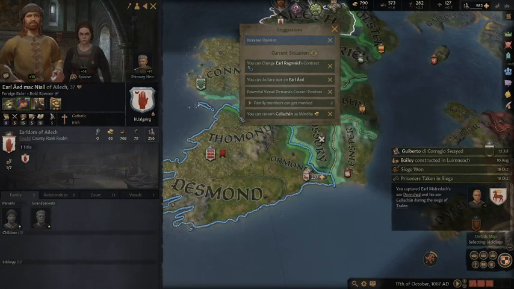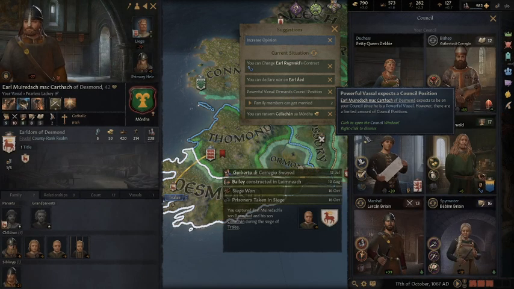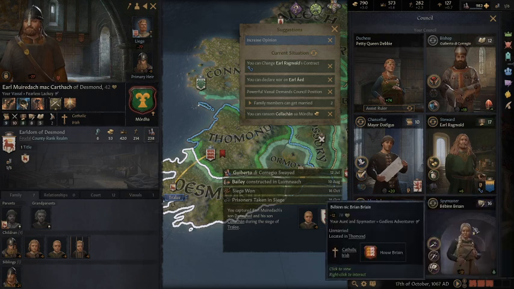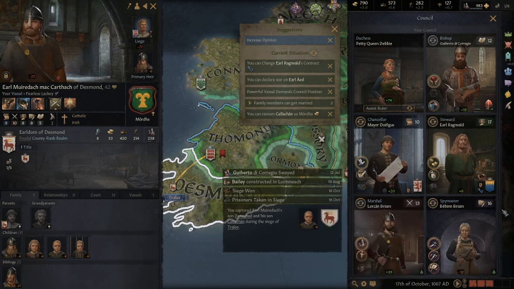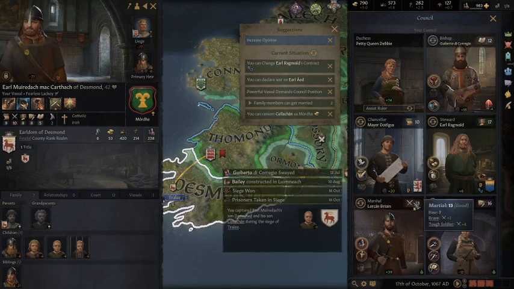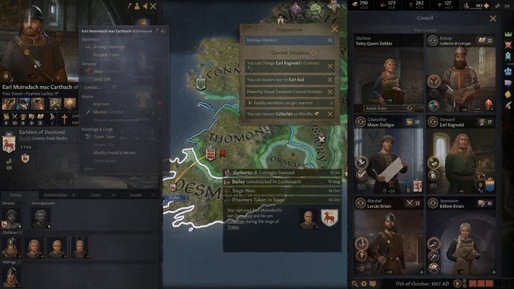Powerful vassal demands council position. Oh yeah, because this guy is now a powerful vassal. So I guess he's gonna be taking the place of either the bishop, the spymaster, or the marshal. His best ability is marshal, not as good as our existing marshal, but it will at least get him to hate us a bit less.